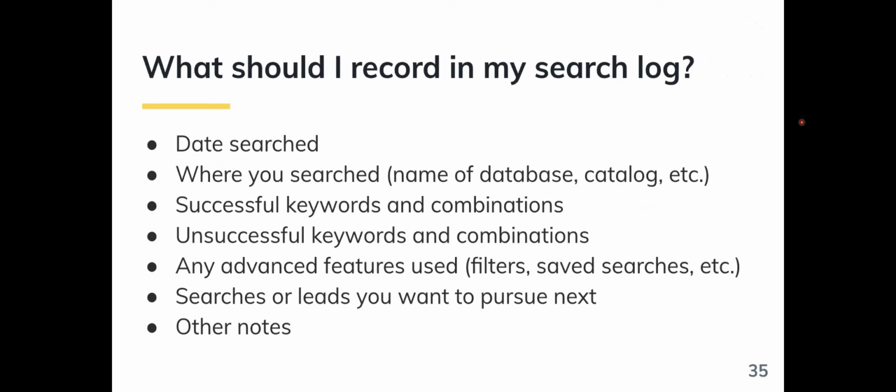So a little bit more about the search log. I think that might be a new concept for many of you. So what should I include in it? Date is always going to be really important. Think about, where did you search? Which database, which catalog, which print materials were you looking for or looking through? What was successful and unsuccessful in terms of your keywords, your choices, your search combinations? Were you searching just on specific author names? Were you browsing through the recent issues of a specific journal? What sort of advanced features did you use in the database, such as the filters or setting up saved searches? Again, I'll be demonstrating these in just a moment.